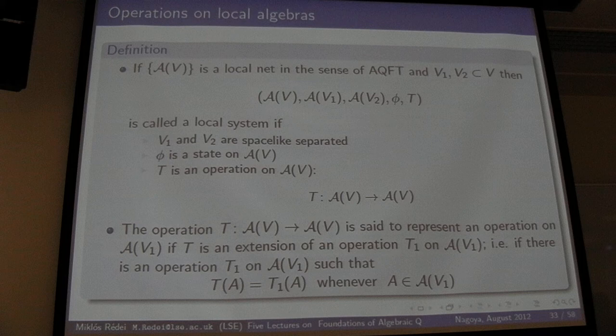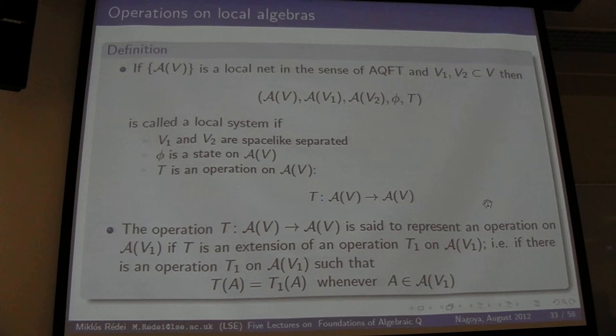And I will say that this T on the large system, this operation on the large system, represents an operation on the small system if that T is an extension of an operation on, say, one of the systems. Because of the non-extendability of operations we have discussed, it is not trivial that an operation on the large system represents an operation which is carried out on the small system. If this large T is an extension of an operation of the small system, then I say that that operation represents an operation carried out on the small system.